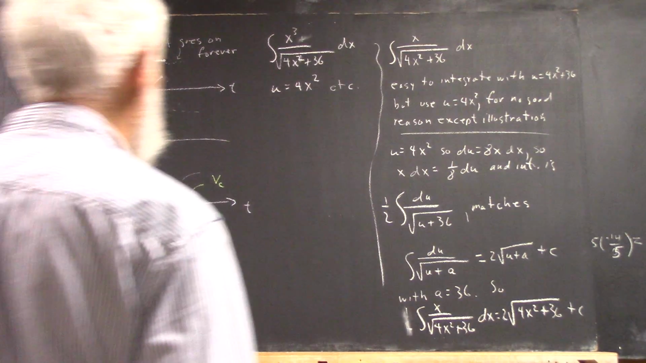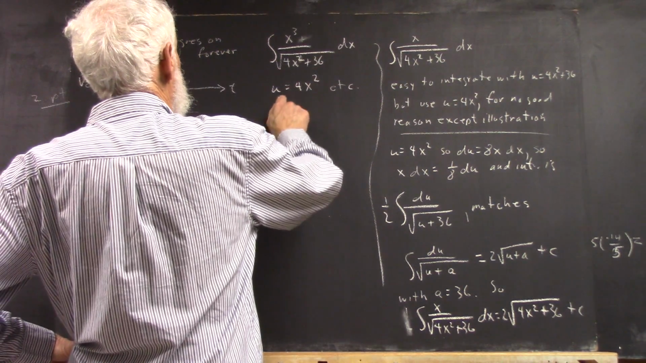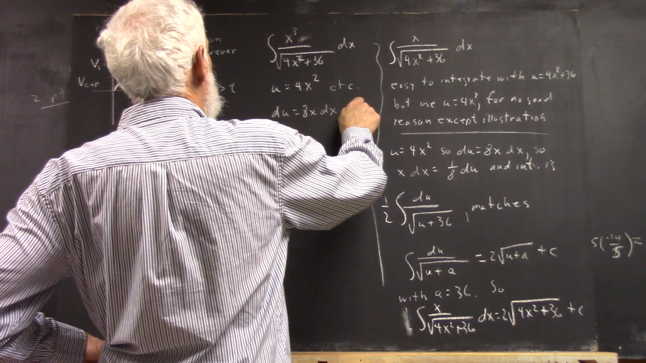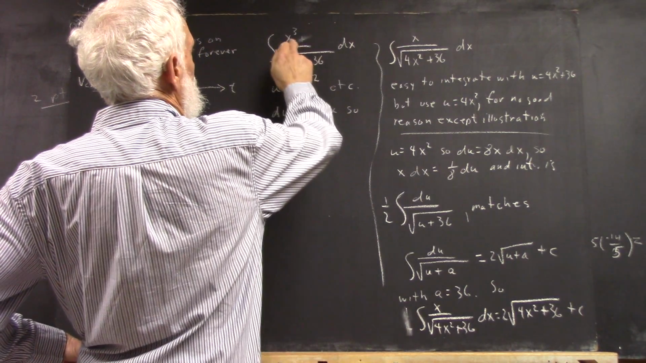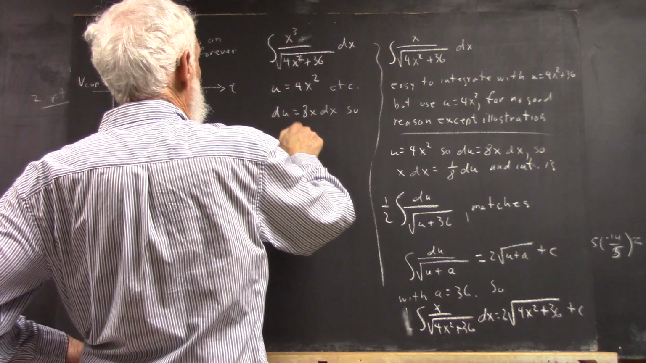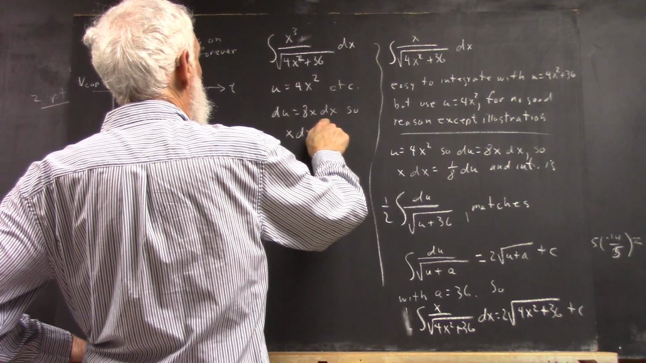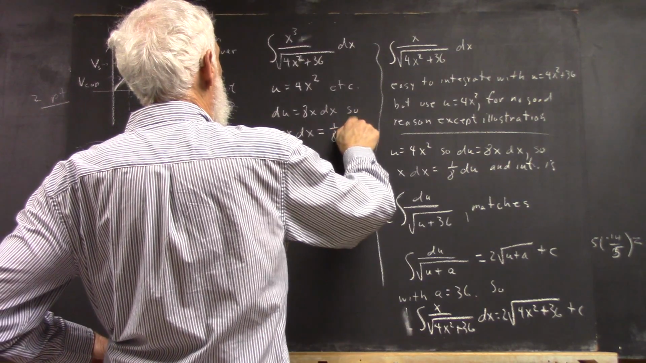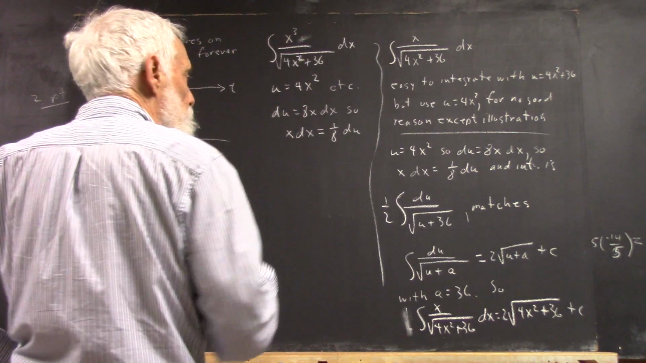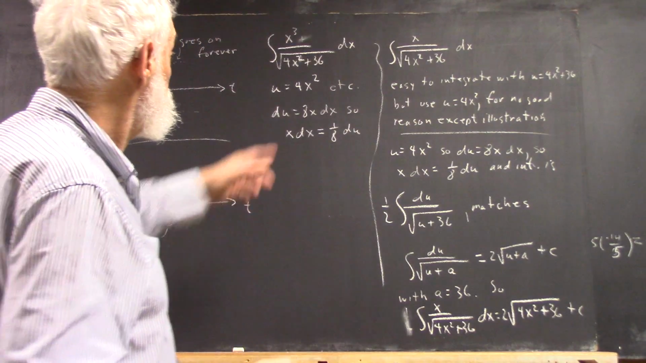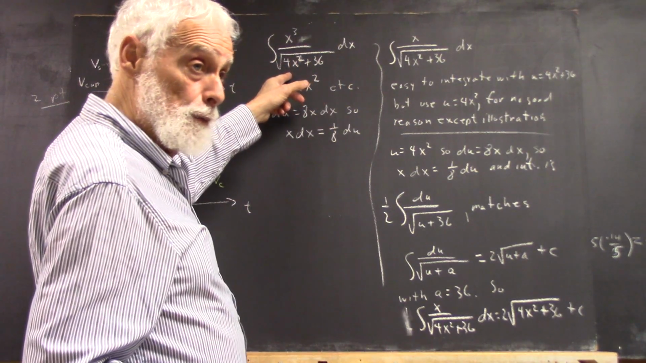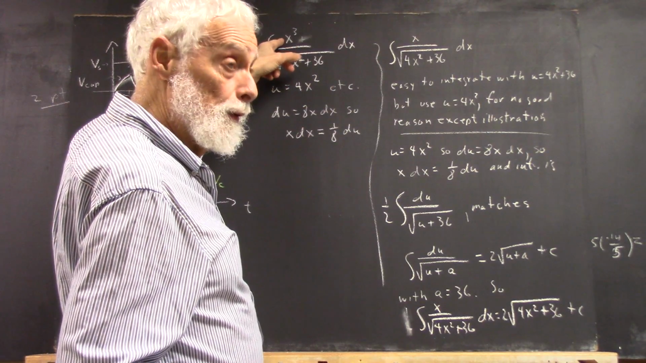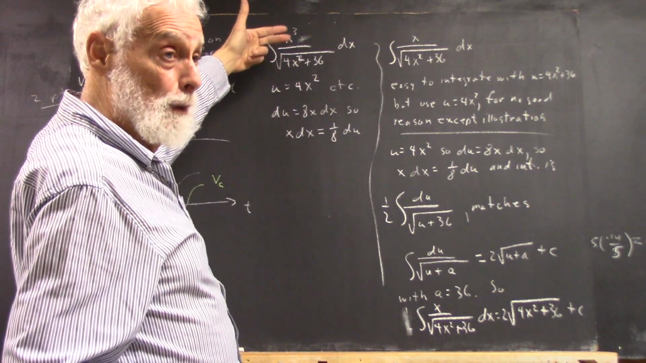Okay, so u is 4x squared, du is 8x dx. So you have an x dx up here, so you have a 1/8 du. Up here, your denominator would be the square root of u plus 36. Okay, what about the rest of your numerator? You still have an x squared up here, right?